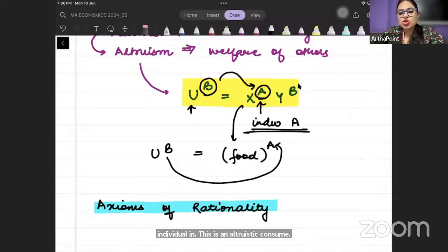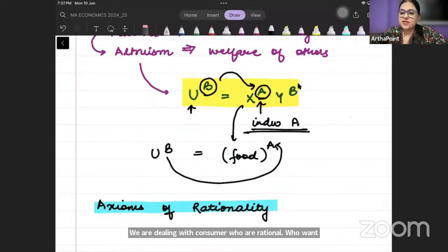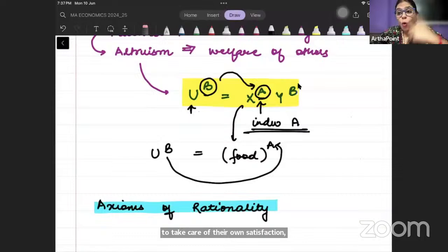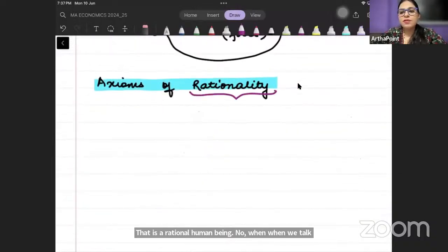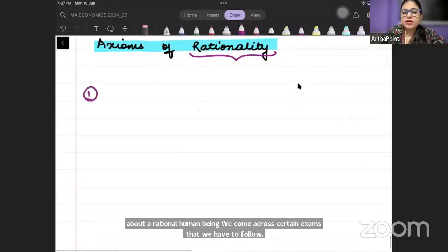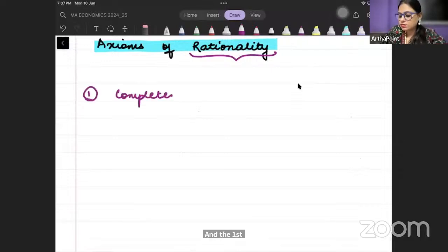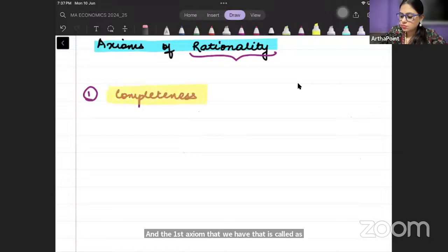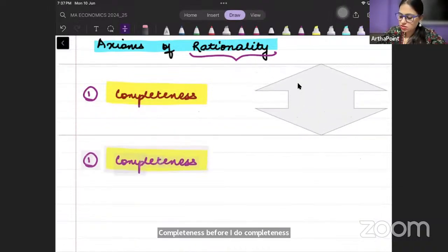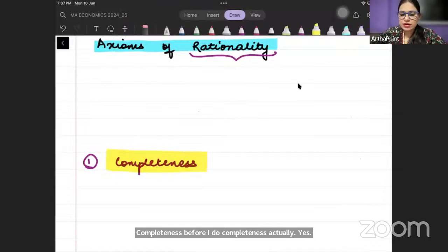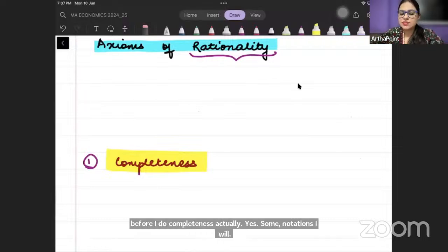We are dealing with consumers who are rational, who want to take care of their own satisfaction, who want to just consider their own welfare. That is a rational human being. Now, whenever we talk about a rational human being, we come across certain axioms that we have to follow. The first axiom is called completeness. Before I do completeness, I will explain some notations so that you can understand these axioms.